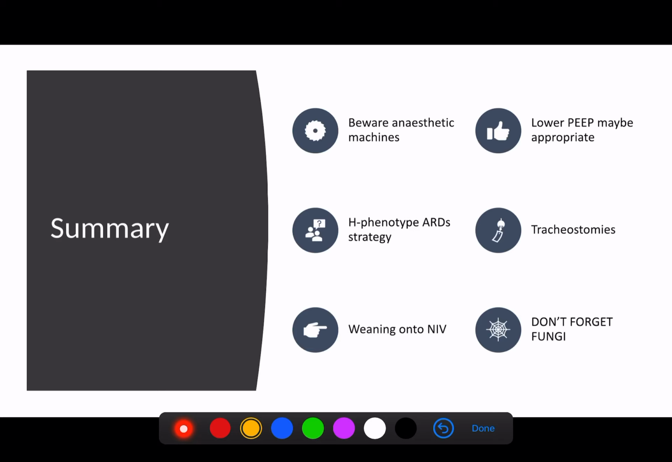And I think, as always in intensive care, never forget fungi. Always think about it in a patient who's clinically deteriorating, who's immunosuppressed, or has been in intensive care for a long period of time. It's something that we shouldn't be missing.